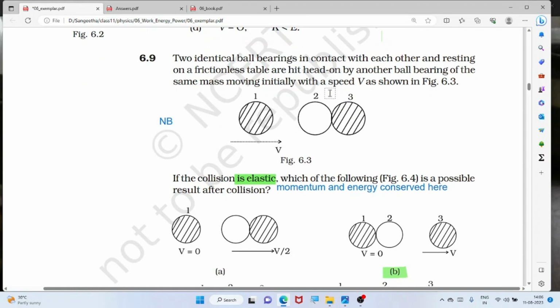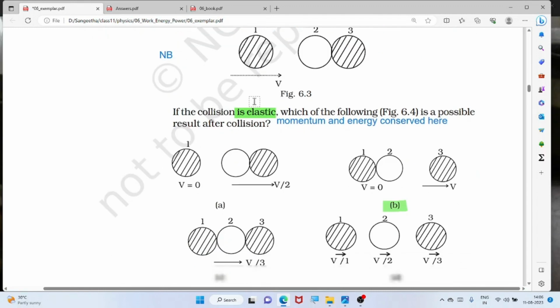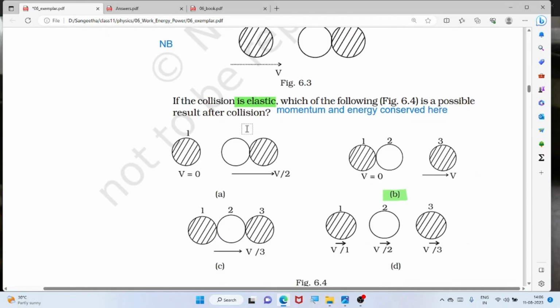Two identical ball bearings in contact with each other and resting on a table are hit by another ball bearing of the same mass, moving initially with the speed shown here. The collision is elastic, so that means momentum and energy are conserved. Which of the following is the possible result after the collision? Since it is an elastic collision, momentum and energy are conserved.